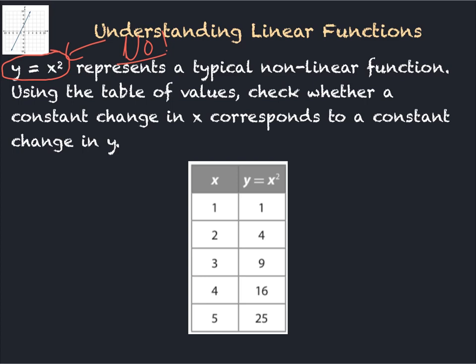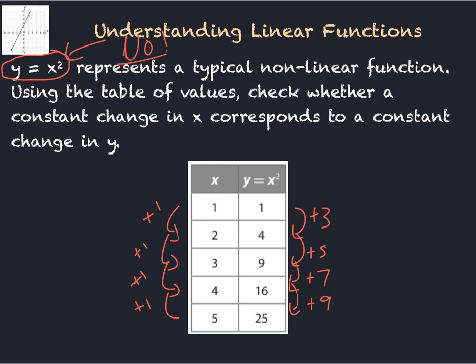Okay? So right away I know this is not going to be a linear function, but we could also just go ahead and test this out and see if we have a constant rate of change. Now we have a constant rate of change in our x values, right? But it has to correspond with a constant rate of change in our y values. And does that happen? No, it doesn't. Okay, if we look at this, we are adding 3, then we are adding 5, then we are adding 7, then we are adding 9. So it's not a constant change in your y's, so this would not be linear.